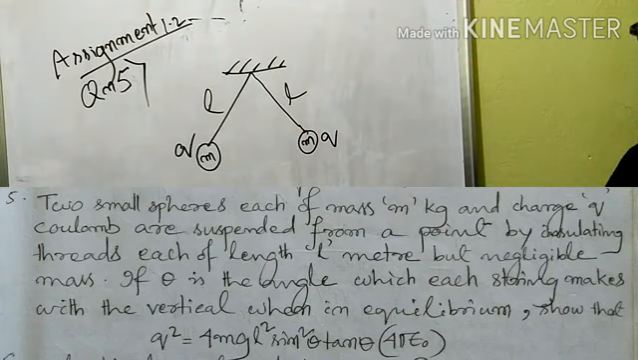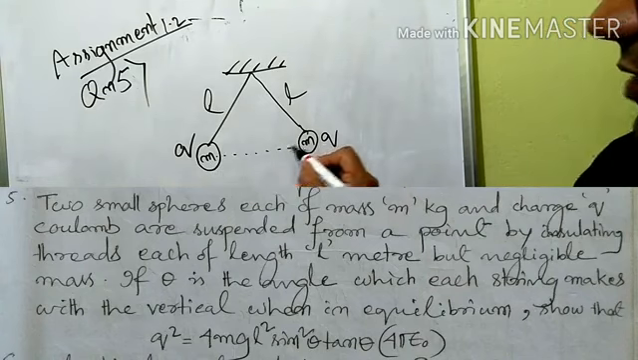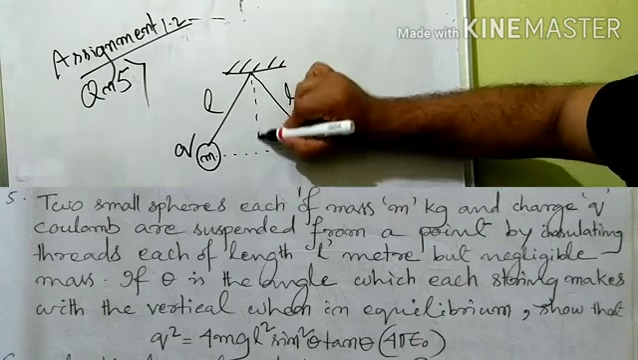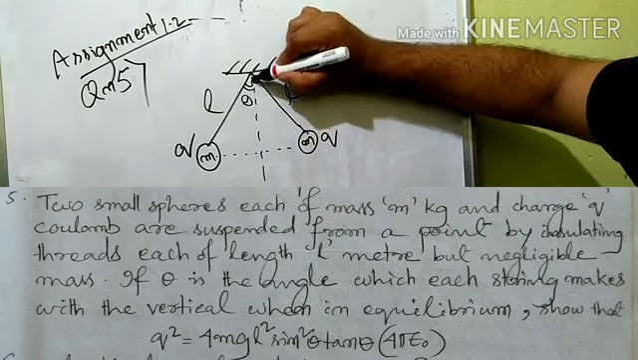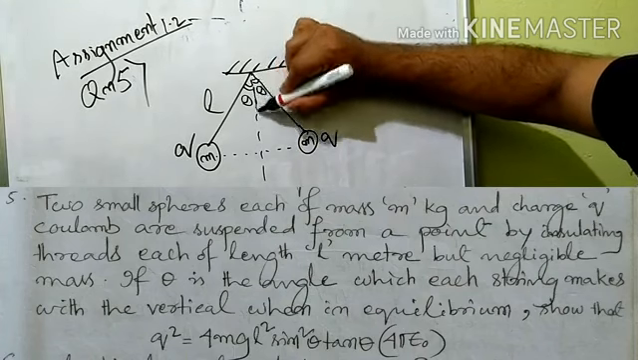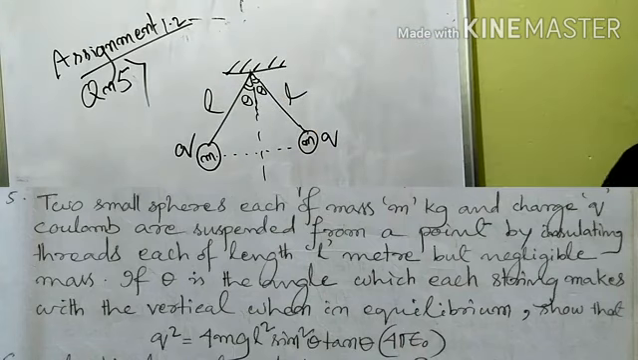If theta is the angle which each string makes with the vertical when in equilibrium. Okay, when in equilibrium, each string makes an angle theta with the vertical. This is theta, so this also is theta. Okay, so prove that q square is something.